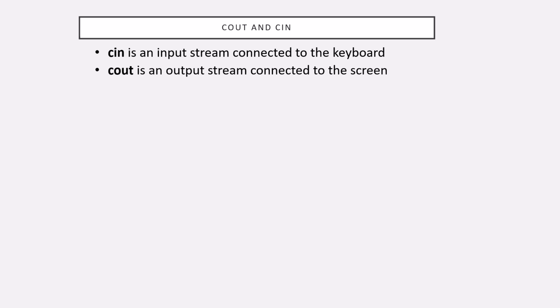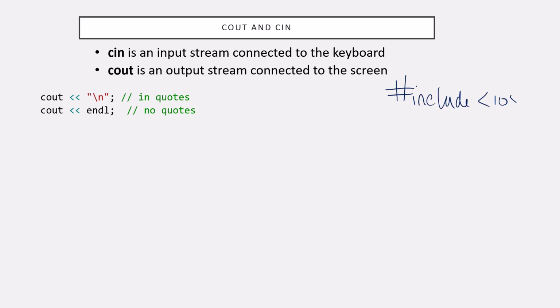All right, cout and cin. Cout is for writing to the screen. Cin is for reading from the keyboard. They are part of iostream, so you need to #include <iostream>, and you need to use the standard namespace. So you want to make sure at the top of your program you #include <iostream> and you put using namespace std.